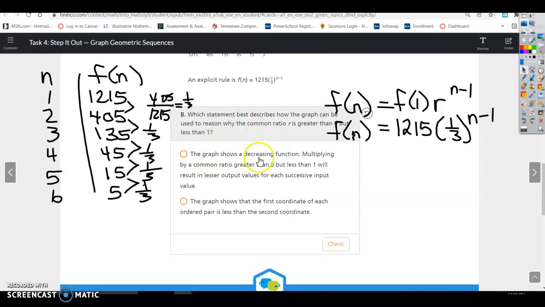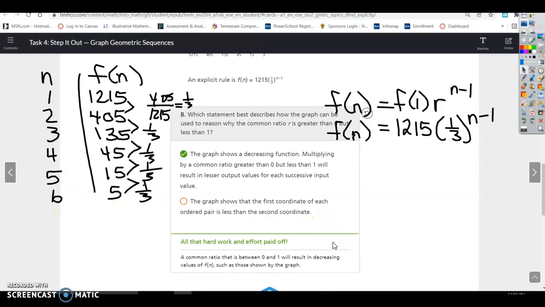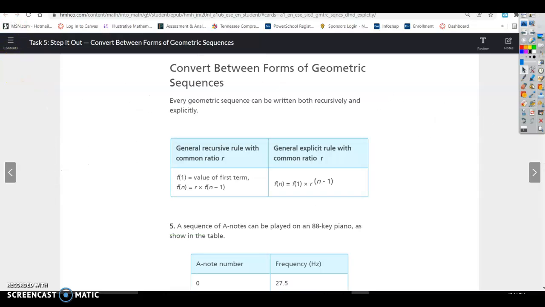All right, so it says the graph shows a decreasing function; multiplying by a common ratio greater than 0 but less than 1 will result in lesser output values for each successive input value. All right, so each output was less. The graph shows that the first coordinate of each ordered pair is less. That's not true because the first part of each ordered pair goes up by 1 each time. All right, so that's all for task 4. If you have any questions, let me know.